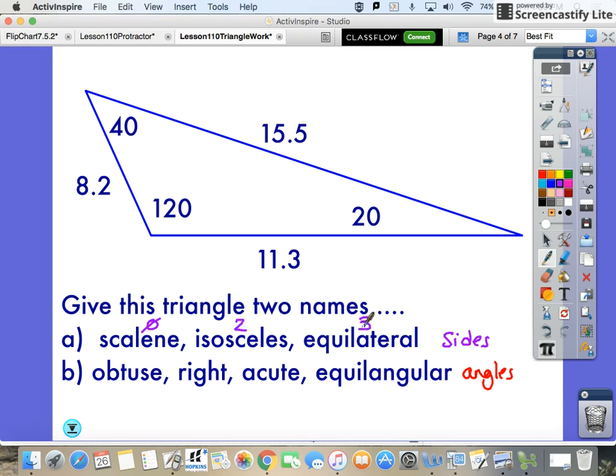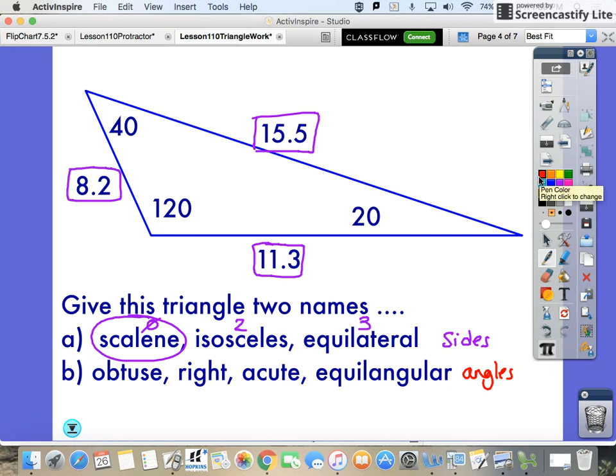So if we look at this triangle, we have 11.3, 8.2, and 15.55. What you see is that none of those are equal. So since there's no equal sides, it's called a scalene triangle.